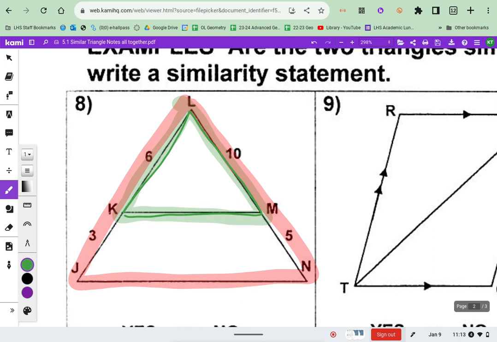Okay, the person with the shortest hair at your table, share what you got for the first one with your group.